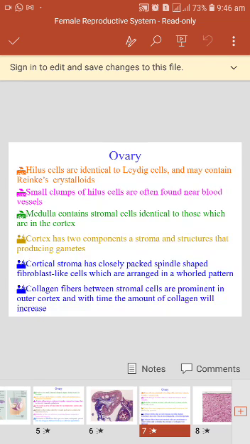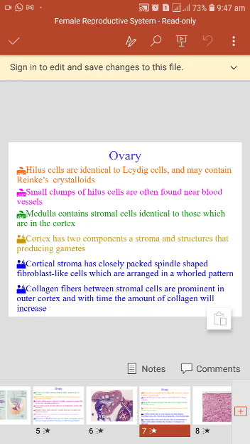The hilum cells are mainly identical to the Leydig cells and may contain Reinke's crystalloids. Small clumps of hilum cells are often found near the blood vessels. The medulla contains stromal cells identical to those in the cortex. The cortex mainly has two components, a stroma and structures that produce gametes.